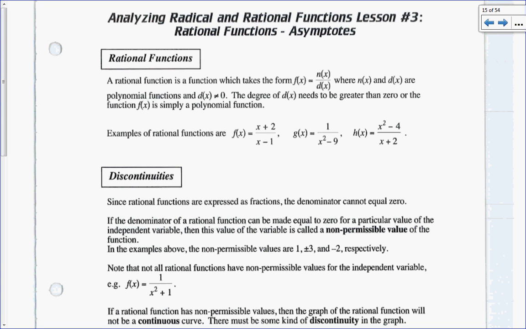Today we're going to talk about rational functions and asymptotes. You'll find lesson 3 on page 455 in your book.